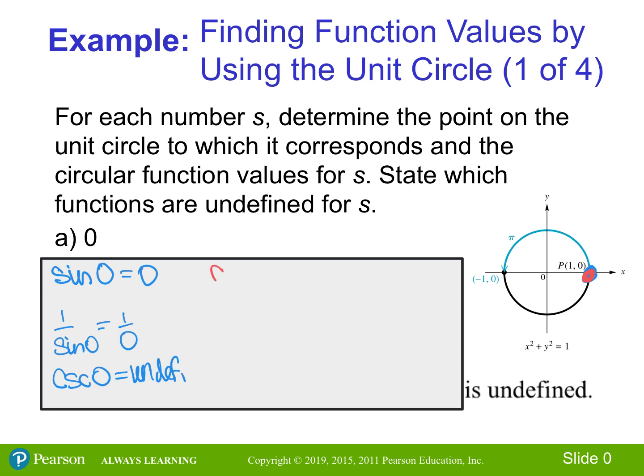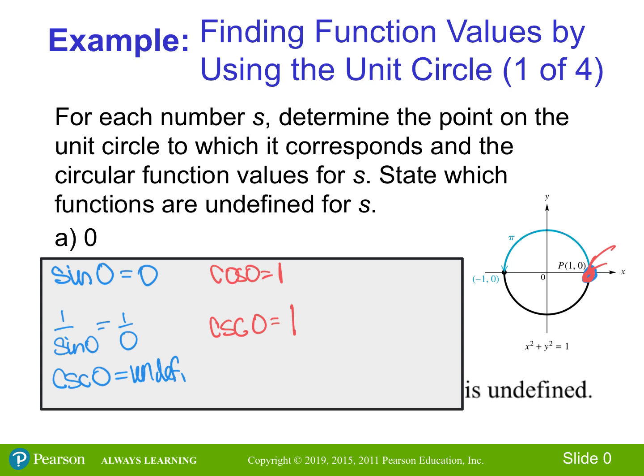After sine, I have cosine of 0. Well, the cosine of 0 is really what my x-coordinate is at this point, or 0 degrees, 0 radians, and that's going to give me a value of 1. So my reciprocal function of cosine is actually cosecant. So the cosecant of 0 is actually going to give me the reciprocal of 1, which is also 1.